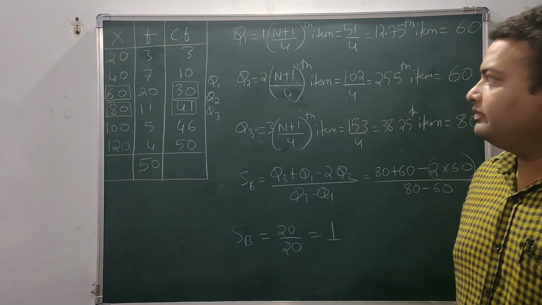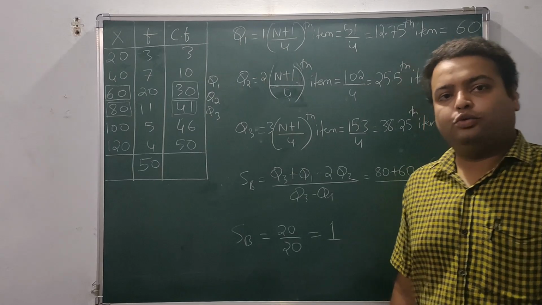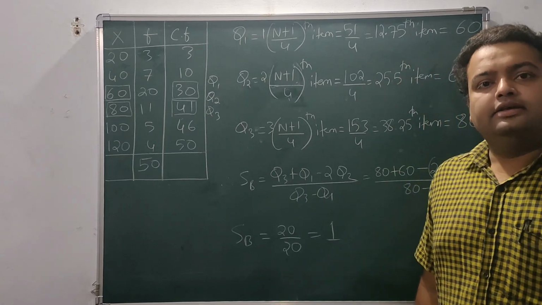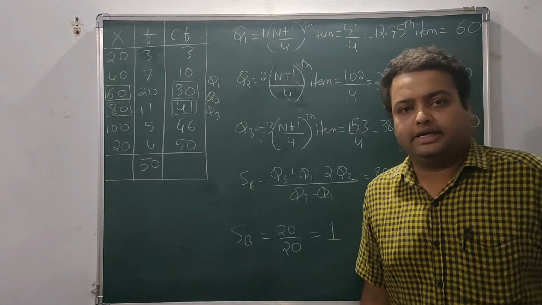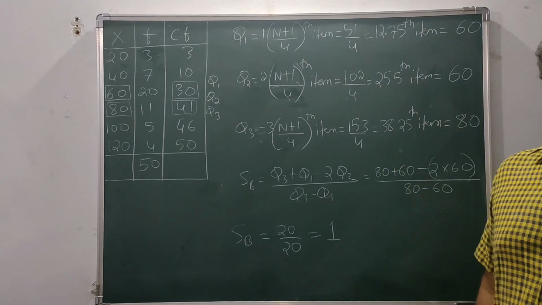So the next method we have here is Bowley's coefficient of skewness. Bowley's coefficient of skewness is based on quartiles. Here we calculate the three quartiles, Q1 which is the lower quartile, Q2 which is the median, and Q3 which is the upper quartile. So let us look at a problem here.